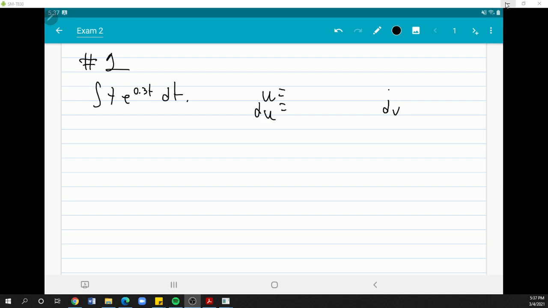and that'll give me u, du, v, and dv. So what should I pick for u? That should be t. What should I pick for du? No, you don't pick du. du is the derivative of t, so you would get 1 dt. That forces dv to be e to the 0.3 t.